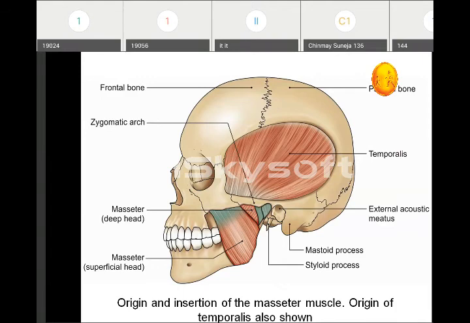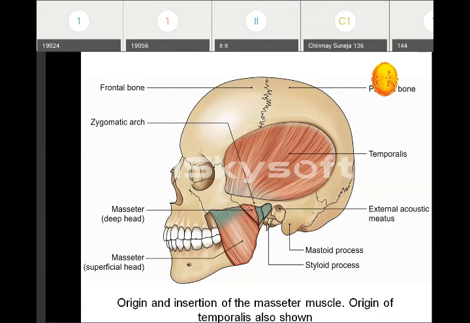No problem. So 3 heads: superficial head, middle head, and deep head, coming from the zygomatic arch. The superficial head fibers will go obliquely downward, making an angle of 45 degrees, and get inserted over the whole extent of the ramus except the posterior superior part, which is occupied by the parotid gland. Okay? So that is about the masseter muscle attachment.